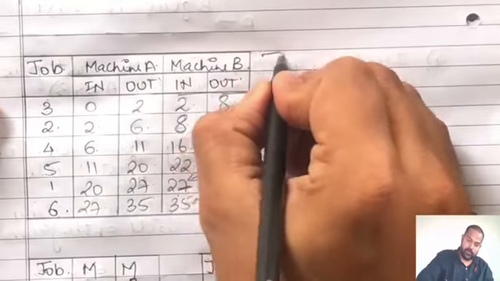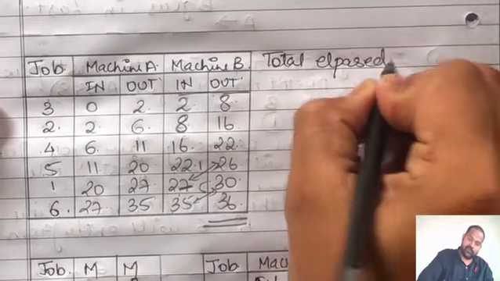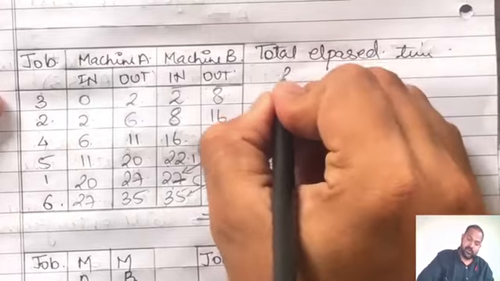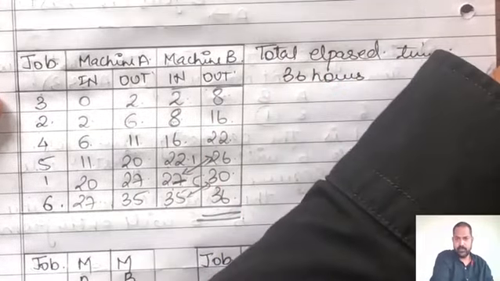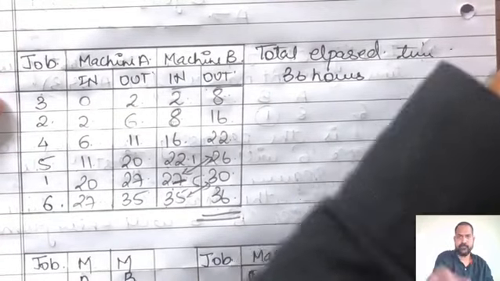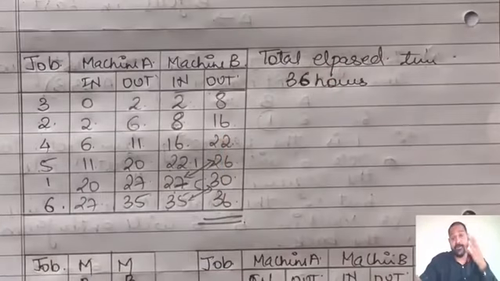Inference number 1. Total elapsed time is 36 hours. Is the data given in hours? Yes. So it is 36 hours. In 36 hours, everybody will be done.